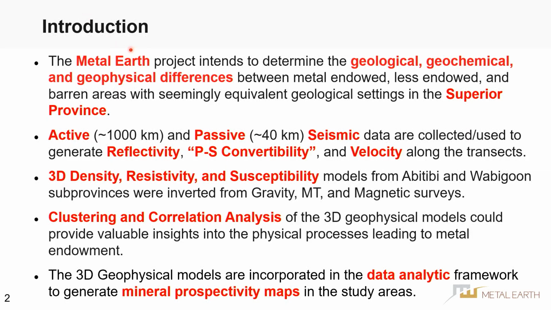Okay, so just the basics. Metal Earth, we know about the purposes of that. For seismic, we've done 1,000 kilometers of active reflection seismic. On one of our transects, we did a passive seismic, and these provided us with reflectivity, PS convertibility, and velocity information that we could really combine, at least in one of our transects.